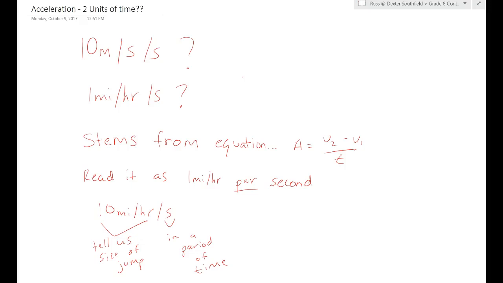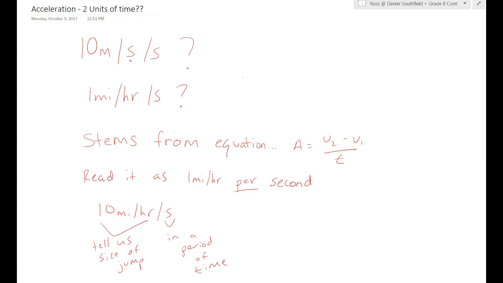One of the most confusing parts of acceleration is that there are two units of time. So when you see an answer that has something like 10 meters per second per second, or 1 mile an hour per second, it looks weird because we're used to velocities where there will only be a distance unit and a time unit. But now with acceleration, there's two units of time, so that gets kind of weird.